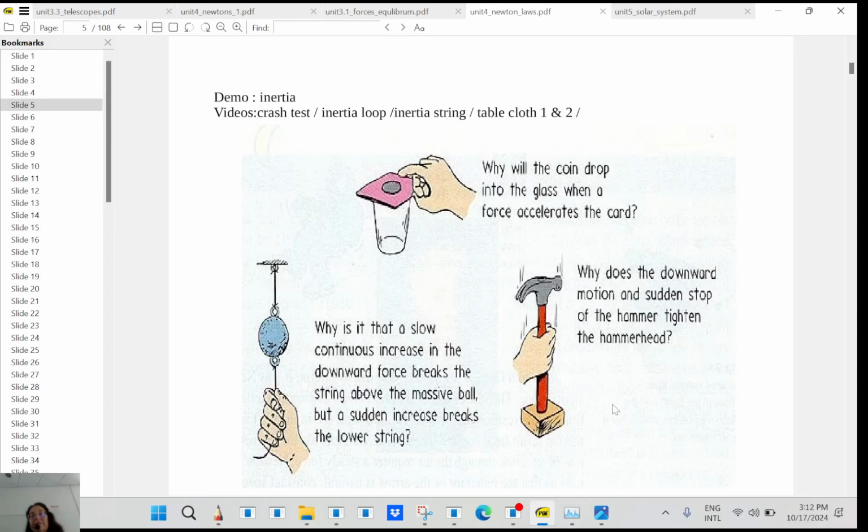Okay, likewise here, if you have a hammer, you can do the experiment. If the head is loose, you're going to hit the desk. So the handle will hit the desk, but the head will keep moving at the same speed in the same direction. So it will secure itself on its own on the handle. It's a trick that people who do a lot of work at home know.